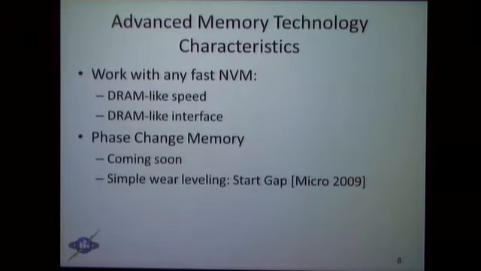So we've designed Moneta to work with any advanced non-volatile memory. Specifically, we're looking for things that have DRAM-like speeds and DRAM-like interfaces. Phase change memory is a good example of this. We expect these kinds of interfaces to come out in the near future, but they do require some wear leveling, as we just heard. And StartGap gives us a way to implement that without too much overhead. And so that's what we do in Moneta.